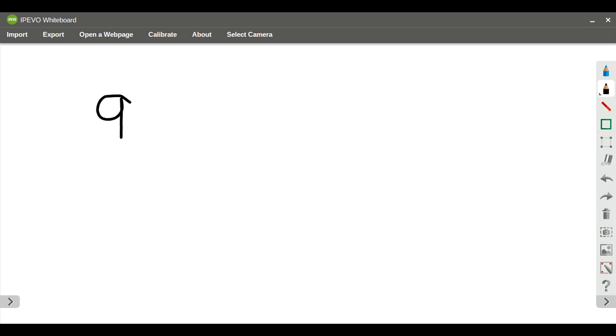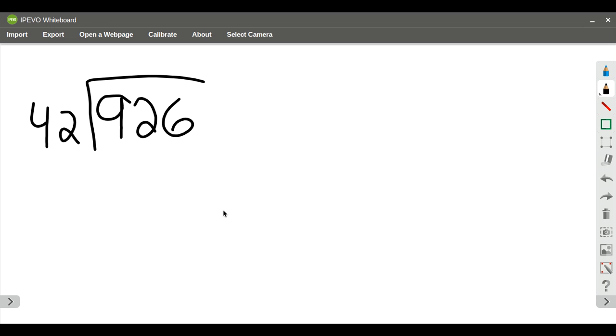So the first one that I have is 926, and I'm going to divide 926 by 42. I can look at this a couple different ways. First thing I can do is just compare. I look to see, is 42 smaller than 92? Yes, it is. That means 42 can go into 92 at least one time. How I determine how many times 42 can go into 92 is I just look at the first digits, the 4 and the 9. 4 goes into 9 about 2 times.